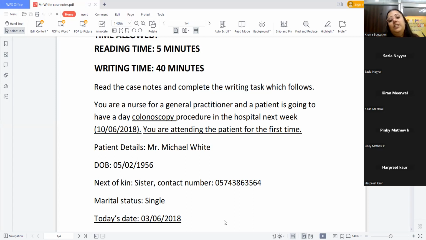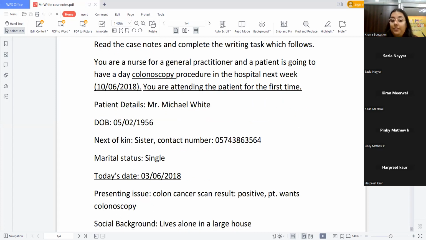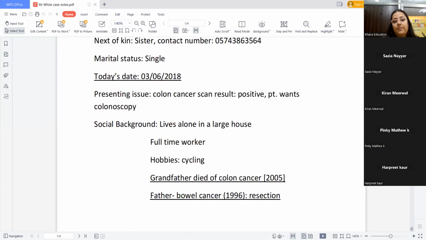So the patient is going for this procedure to the hospital next week. Patient details: Mr. Michael White. His date of birth is 5th of February 1956. His next of kin, that means the person responsible for taking his life and death decisions, is his sister, whose contact number is given to us. Our patient is single, he is not married. Today's date, that is the date of writing this letter, is 3rd June 2018.